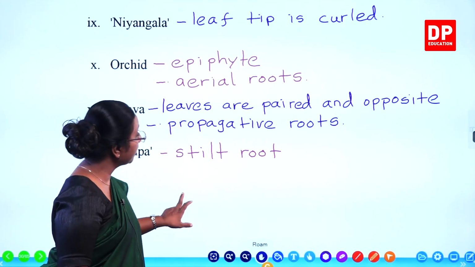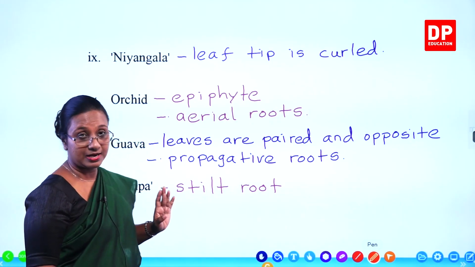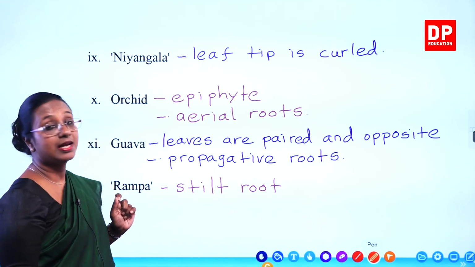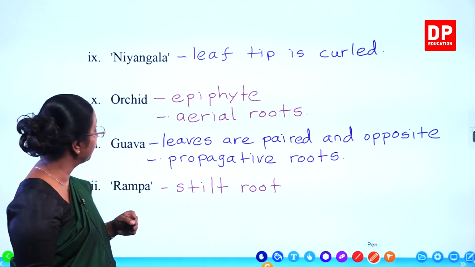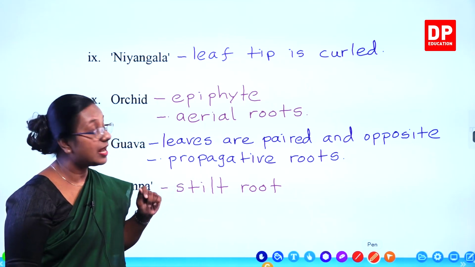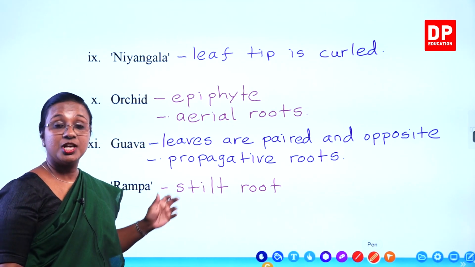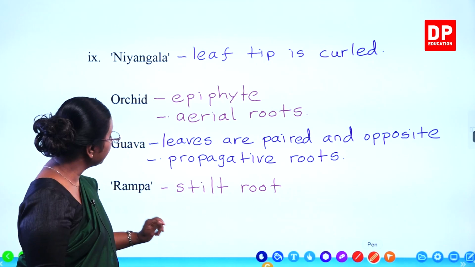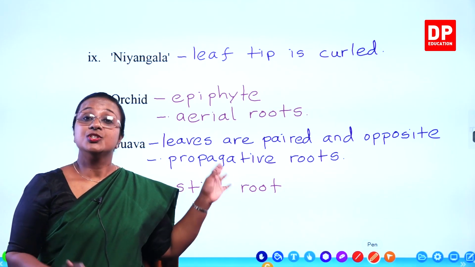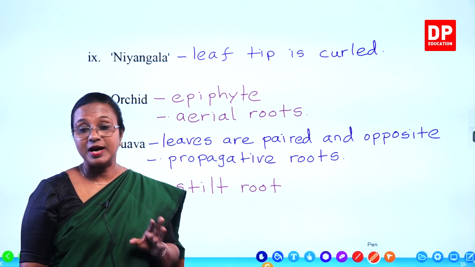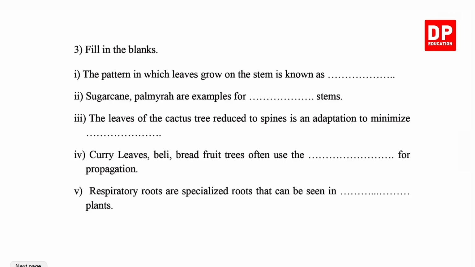So now students, can you all understand all these adaptations? These are special adaptations shown by plants. So Niangala, the leaf tip is curled. Orchid, it is an epiphyte and it has aerial roots to absorb moisture. Guava, the leaves are paired and opposite. Why? To absorb sunlight efficiently. And it has propagative roots, propagation by roots. And rampe plant, it has stilt root to hold the stem of the plant upright. So these are all special adaptations shown by plants. I am sure you were able to write them correctly. Then we will move on to the next question.